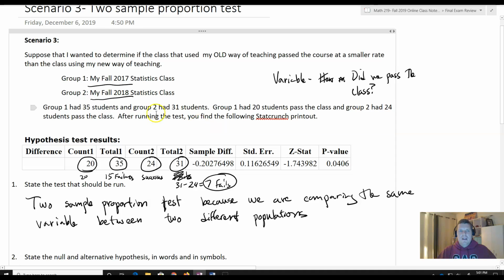So we've got to check our requirements, okay, and then determine whether or not we can actually run the test. Second point here, we've got 2 groupings, right, 2 samples, and they're comparing a categorical variable, so that's a 2-sample proportion test. There it is. That's our result.